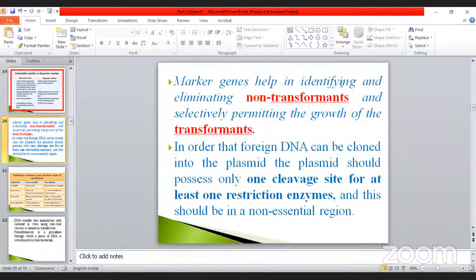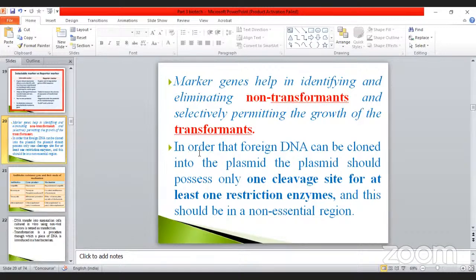Marker genes help in identifying and eliminating non-transformants and selectively permitting the growth of the transformant. This is very, very important. What is the main help of the marker? It can easily identify the non-transformant. If a non-transformant is present, it can be easily removed. And at the same time, the transformant can easily grow within the host. Such work is done by the marker gene. That is very, very important.